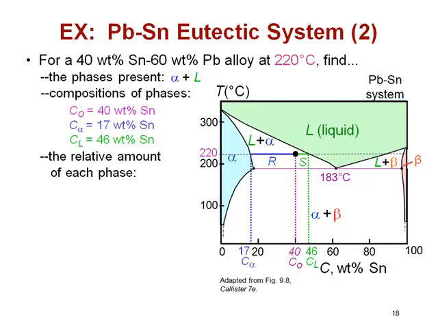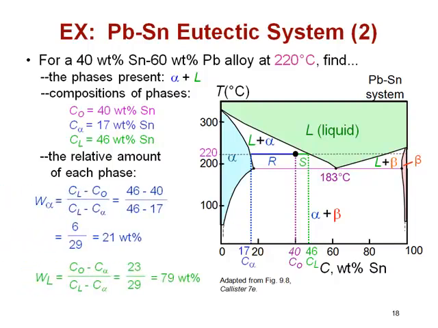Okay? And then the relative amount of each. Again, by making use of the lever rule, we can compute the weight of alpha phase and also the liquid phase. Exactly the same. It doesn't matter in which region of the phase diagram we are. Always we've got to make use of the tie line in order to find the compositions and also making use of the lever rule in order to compute the weight of each phase.